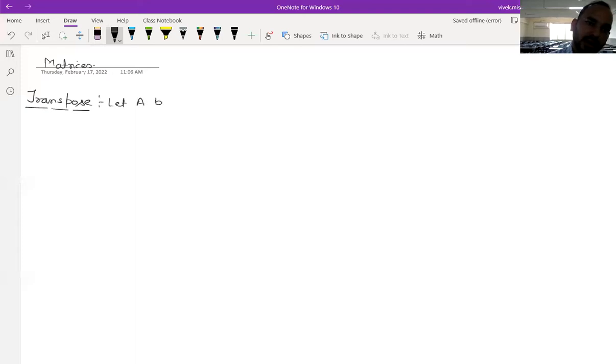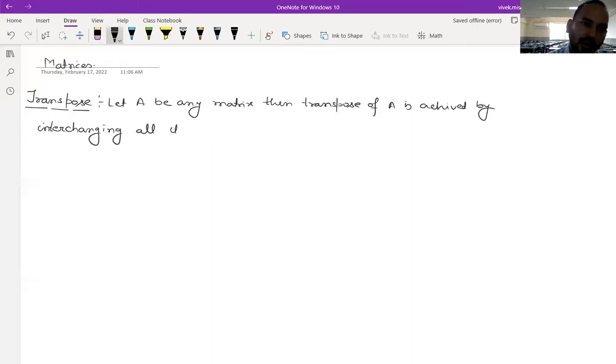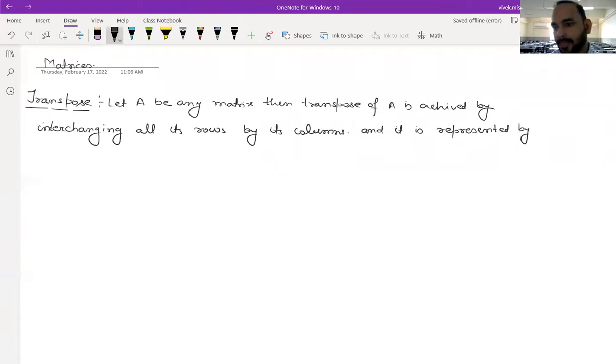So let A be any matrix. Then transpose of A is achieved by interchanging all its rows by its columns, and it is represented by A dash or A transpose. Fine? Hello?